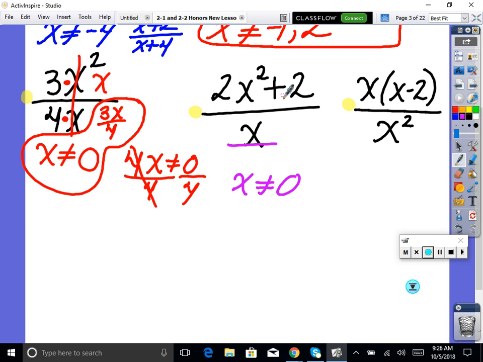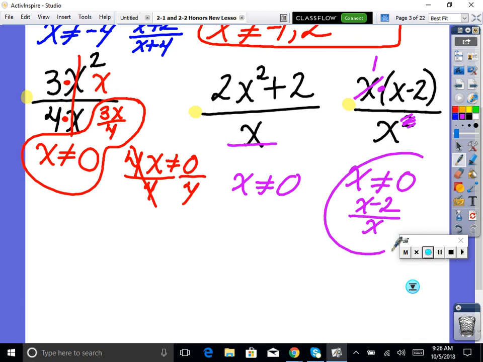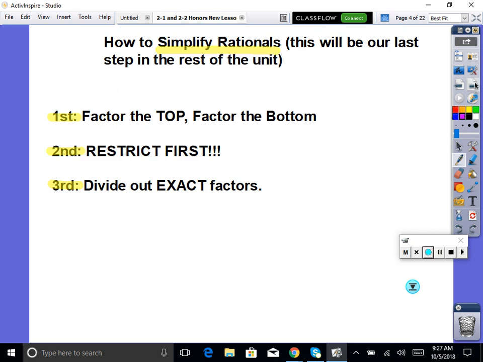Okay, right here, looking at this, we have a times sign, and so we would restrict first. X cannot be 0. We don't need to list it out twice. And then can't we divide these out? Yes, because it's just a multiplication sign. So this would divide out to become a 1. This would divide out and become an x. So that would be our answer: x minus 2 over x, as long as x does not equal 0. Pretty straightforward stuff.